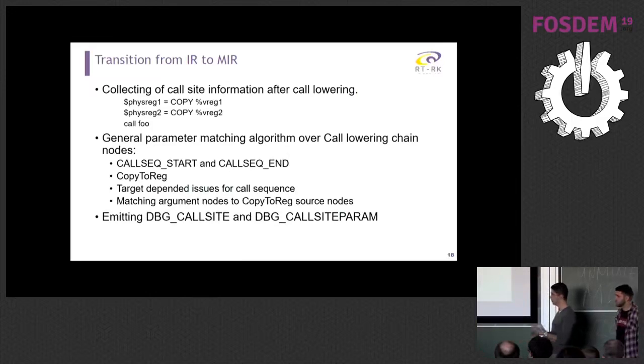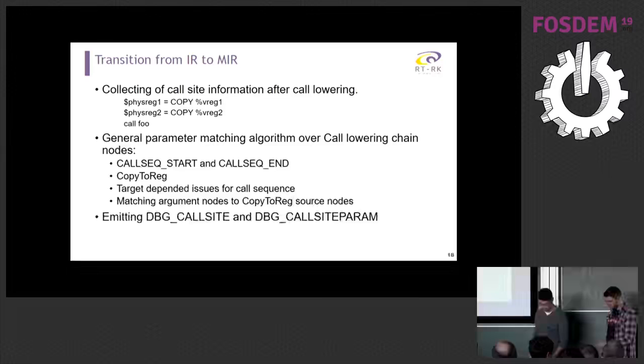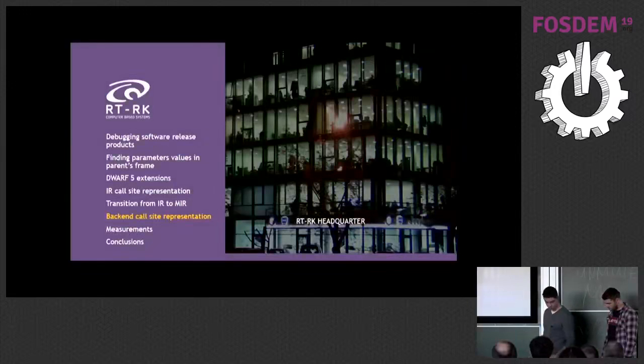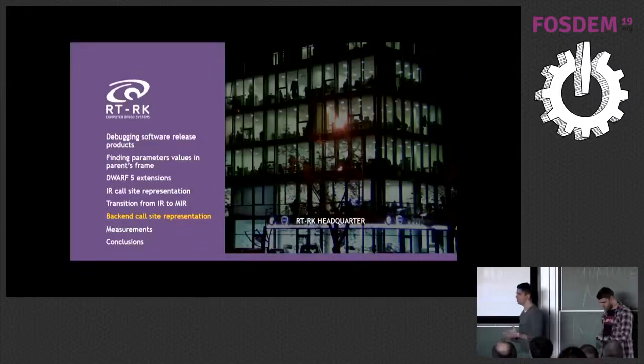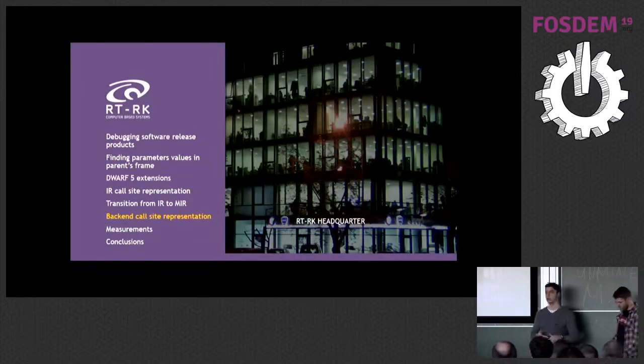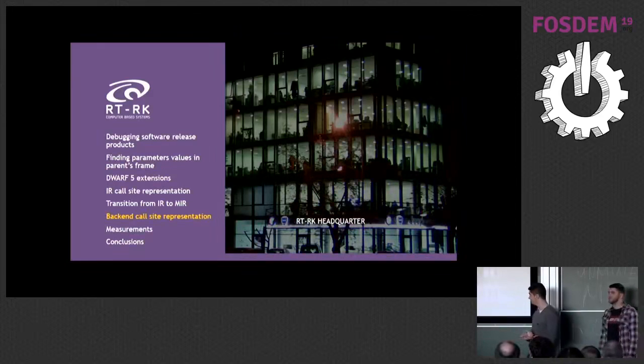So once we have matched these nodes, we just preserve them in the instruction selection representation of the call site, and later we emit them as dbg call site and dbg call site parent pseudo instructions. So our backend implementation pretty much relies on how the dbg value pseudo instruction is handled. This pseudo instruction is used to track a variable's location in registers, virtual or physical stack locations, or in some addresses.